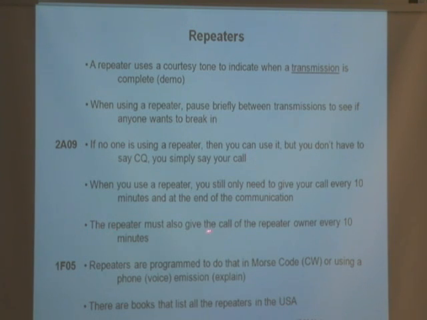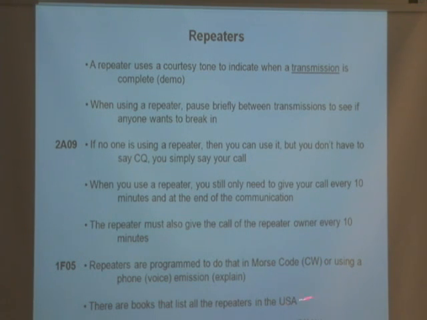The repeater must give its call every 10 minutes. Now, whose call does the repeater give? The call sign of the ham who owns the repeater. So every 10 minutes, that repeater is going to give a call there. Sometimes it'll do it in Morse code, and sometimes it'll do a little audio recording. Oh, this is a W6TMJ repeater. Okay, fine. So repeaters are programmed to do that typically in Morse code, which is CW, or using a voice emission, which we just did.